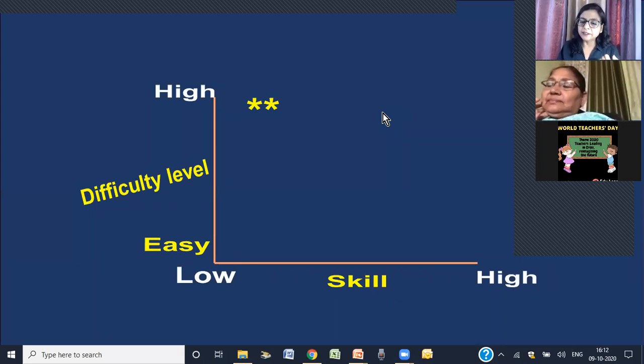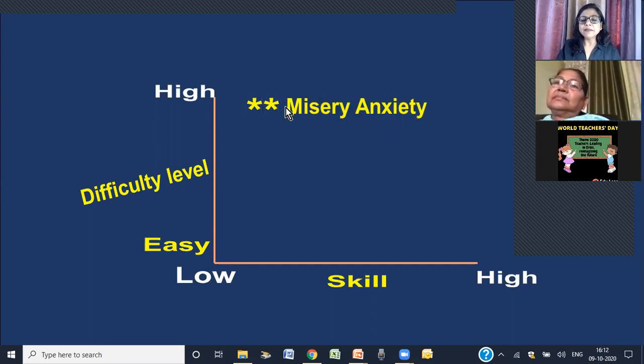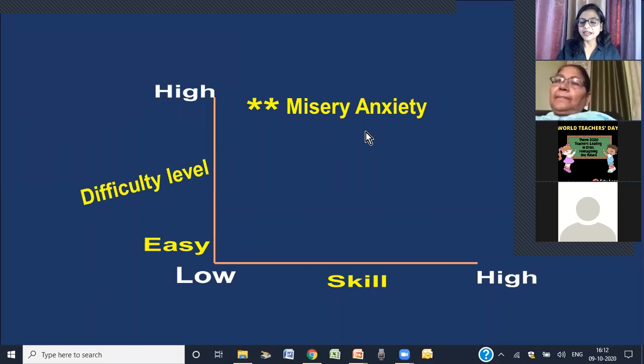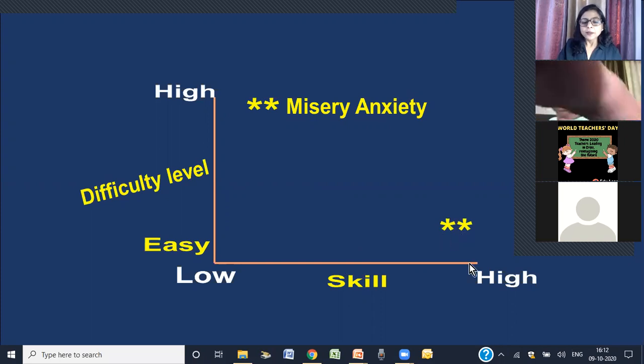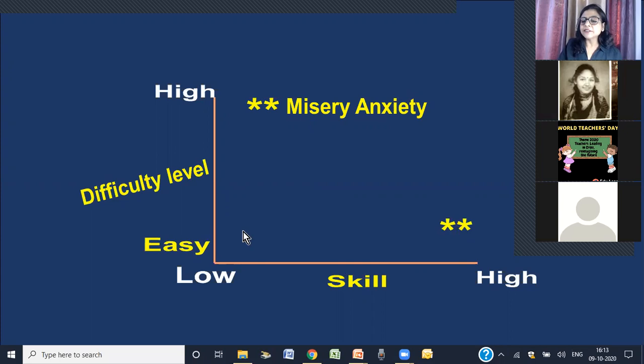Yes, you are saying that the child will feel lost. Some saying the child will be confused. Some say that the child will give up. So the fact is that the child will feel miserable, and there will be a lot of anxiety because the difficulty level of the task is high and the skill level is low. Now let's look at this point where the skill is very high and the difficulty level is low.